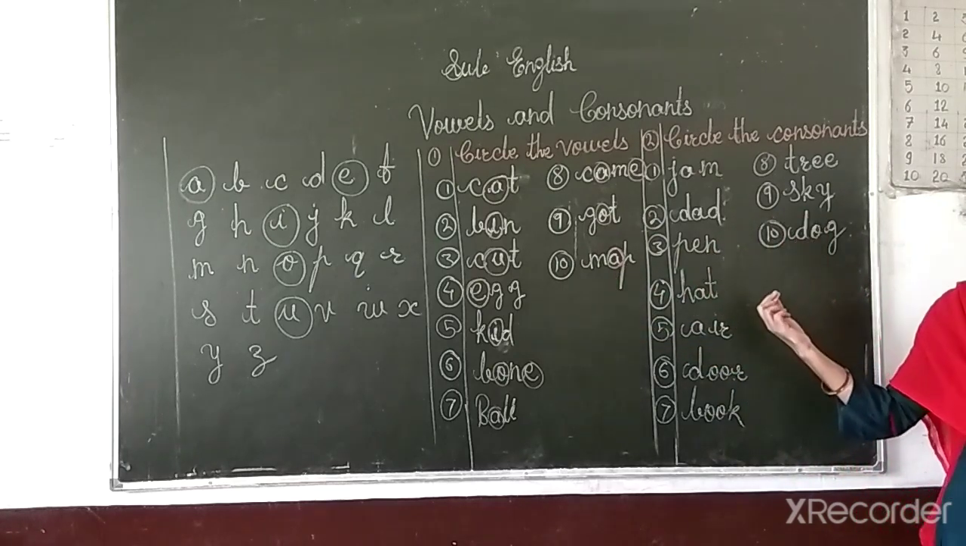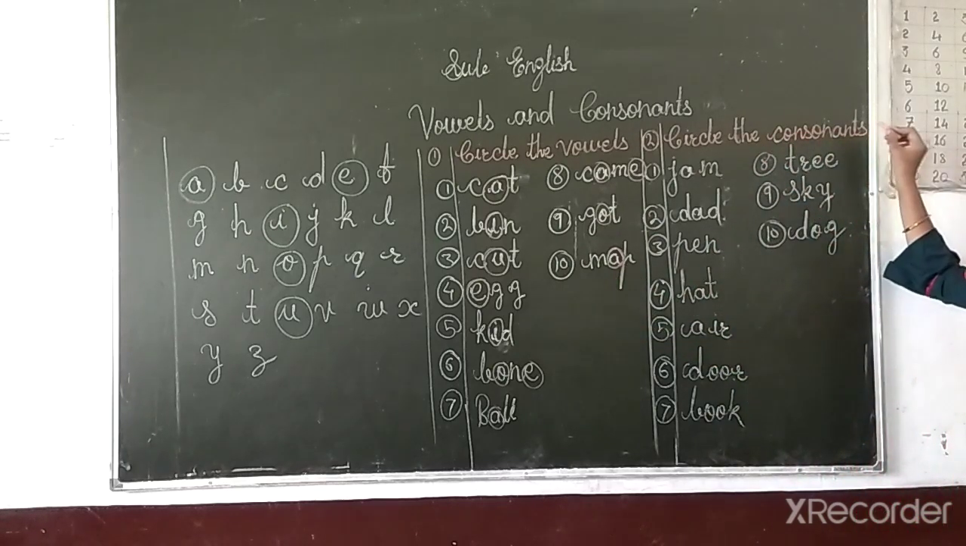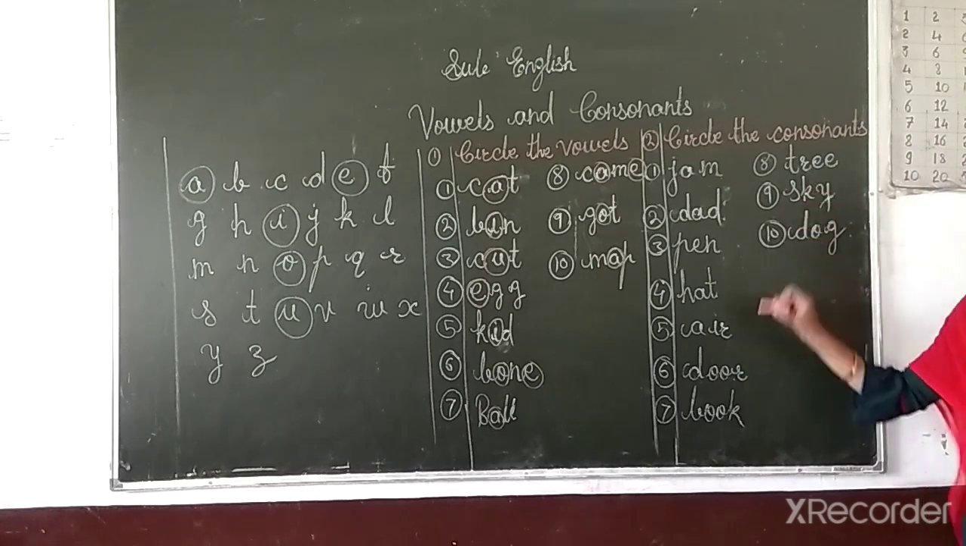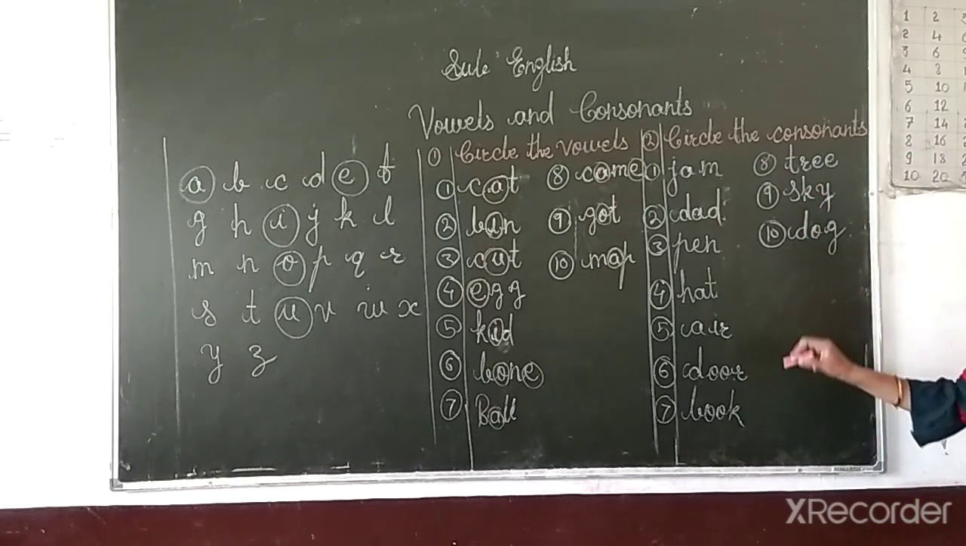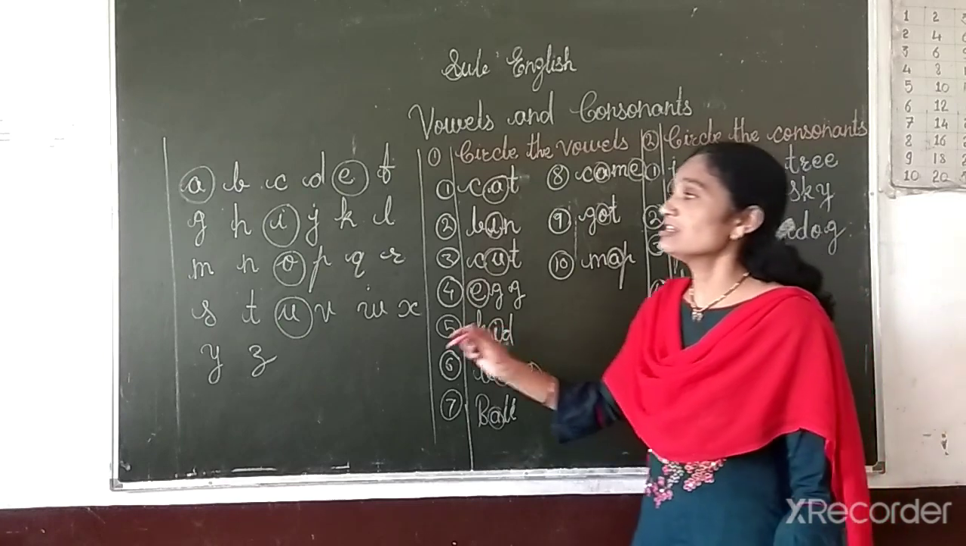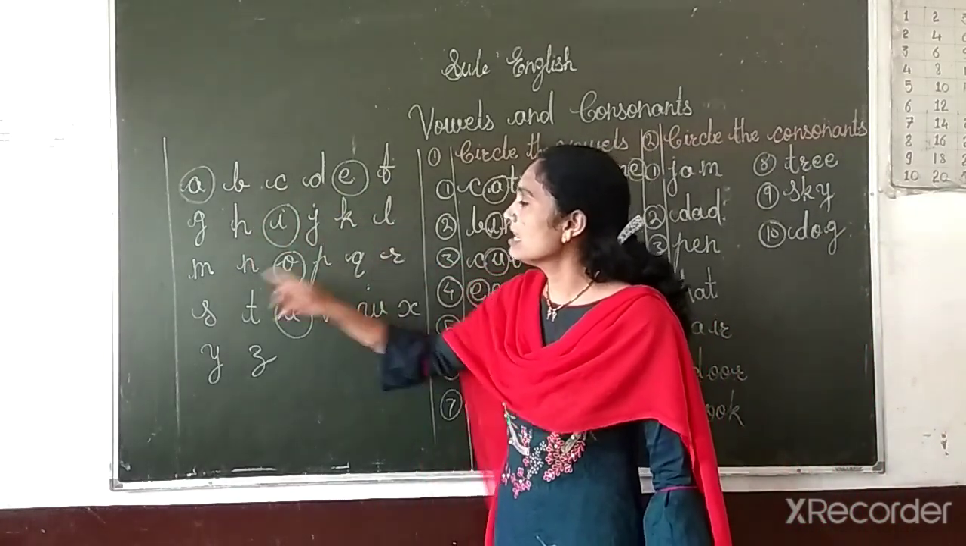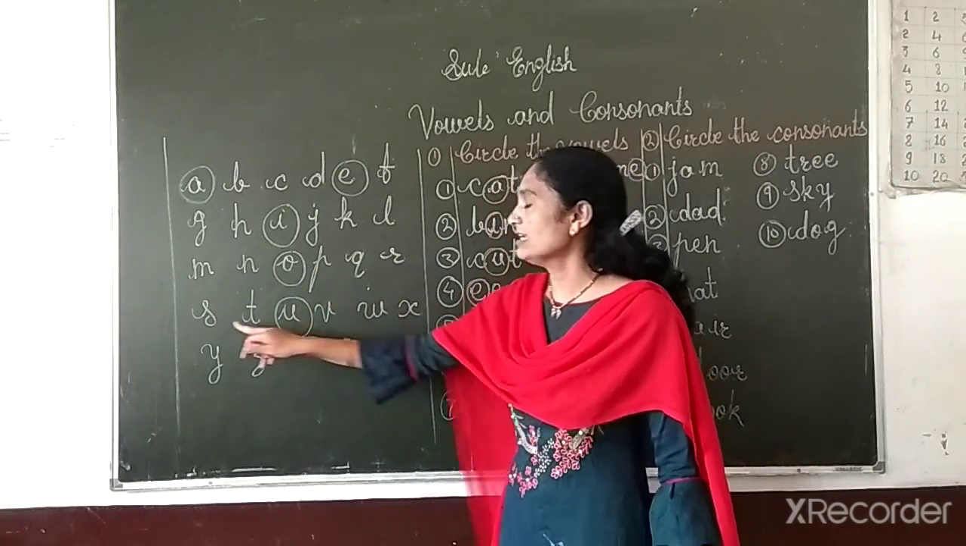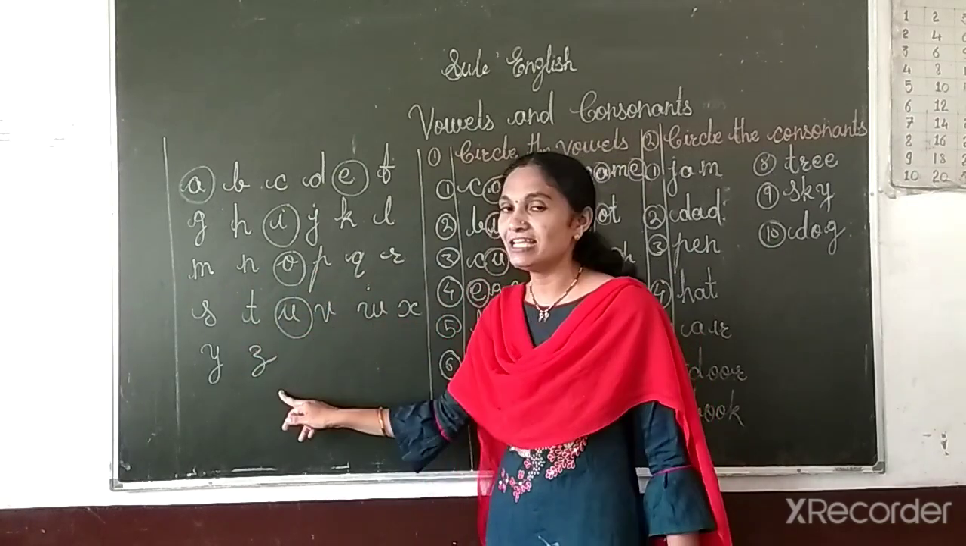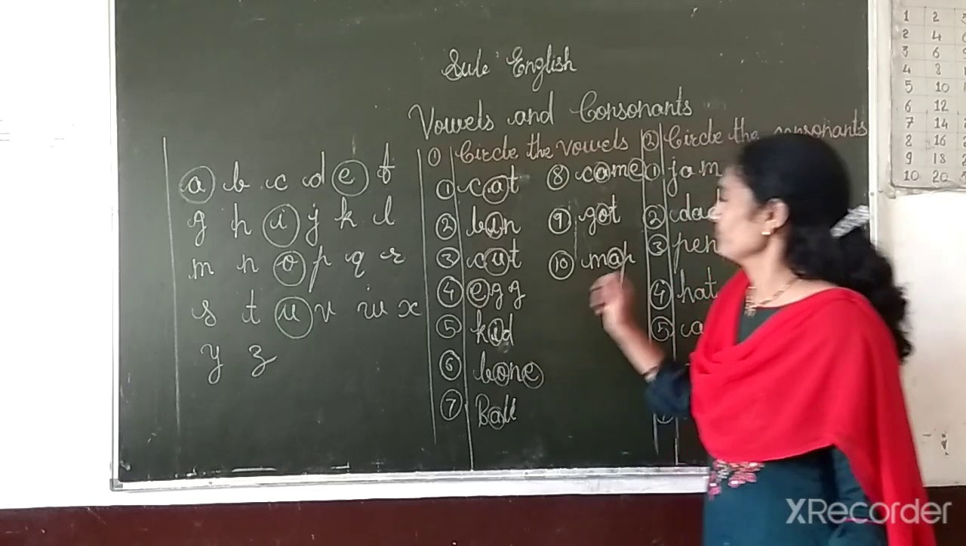Now the next exercise: circle the consonant sounds. Here we have to circle the consonant sounds. Now which are the consonant sounds? B, C, D, F, G, H, J, K, L, M, N, P, Q, R, S, T, V, W, X, Y, Z. These are the consonant sounds.